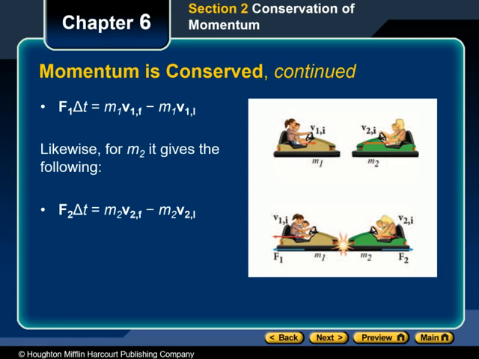Initially, the two forces act over the same time interval, delta t. Therefore, the force M2 exerts on M1 multiplied by the time interval is equal to the force M1 exerts on M2 multiplied by the time interval, or F1 delta t is equal to negative F2 delta t. That is, the impulse on M1 is equal to and opposite the impulse on M2. This relationship is true in every collision or interaction between two isolated objects.